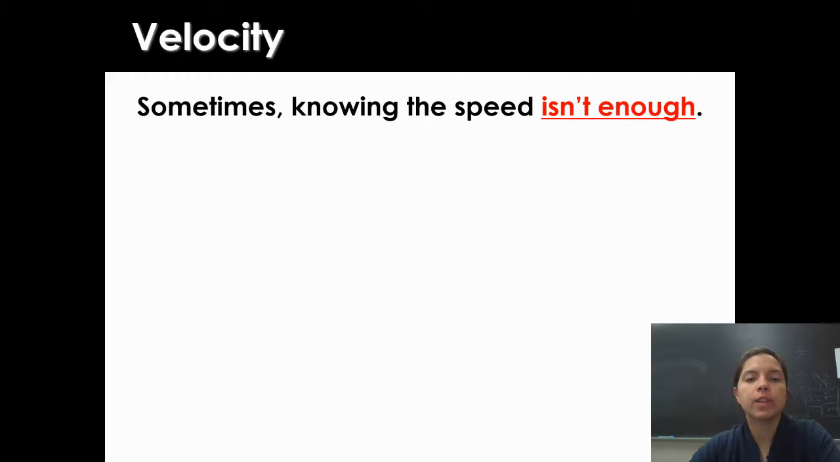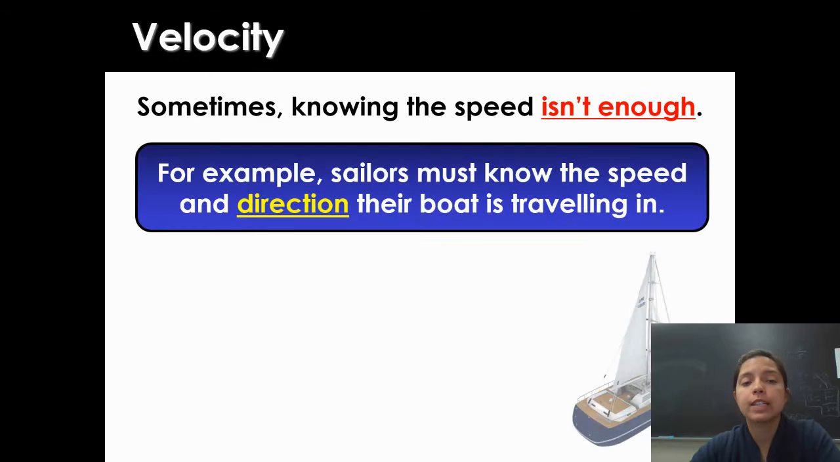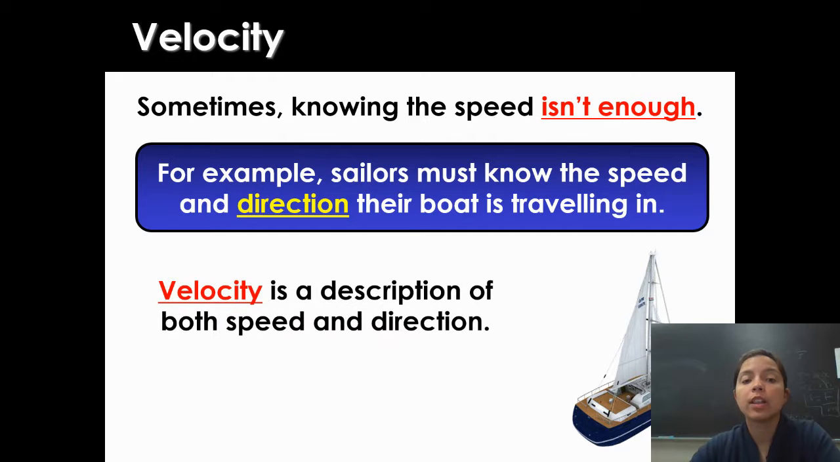Okay, now we're going to talk about velocity. Sometimes knowing the speed is not enough, right? For example, sailors must know the speed and direction their boat is traveling in. So velocity is a description of both the speed and the direction. That's the difference between speed and velocity, right? Velocity is a combination of both the speed and the direction.